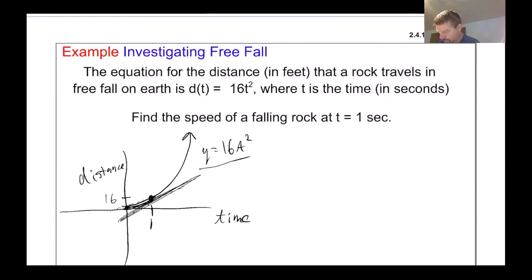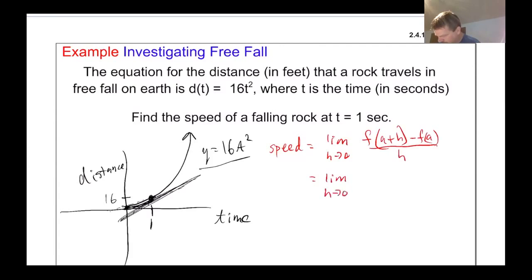It would be the same as the slope of that tangent line as h approaches 0 of f of a plus h minus f of a. I'll write the whole function out again: the limit as h approaches 0 of f of 1 plus h, because I want to find the speed at time t equals 1, minus f of 1, over h. Oops. That'll be plugging the 1 plus h into the equation.